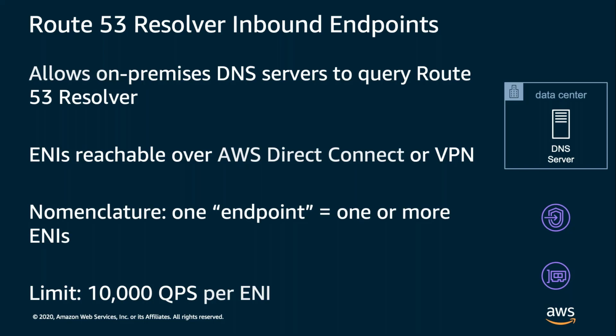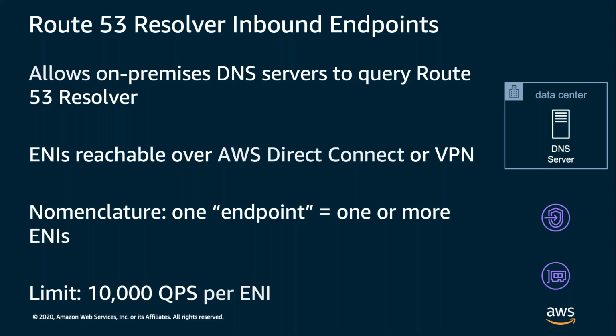These ENIs, the elastic network interfaces, are reachable over Direct Connect and VPN. Nomenclature, just to drive that home, an endpoint is one or more ENIs. We've seen some examples where customers thought they needed an ENI and endpoint for inbound and outbound in every VPC, and it's not the case. We don't need that, and we'll get into an example of what that looks like with outbound endpoints, so we can centralize those and save on some cost there.